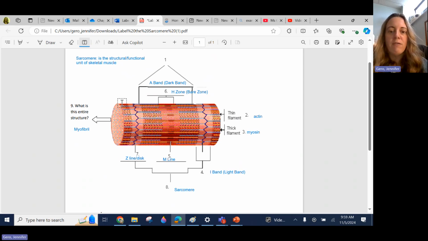Sarcomeres make up myofibrils. Actin and myosin collectively are known as myofilaments. I think we should be good.